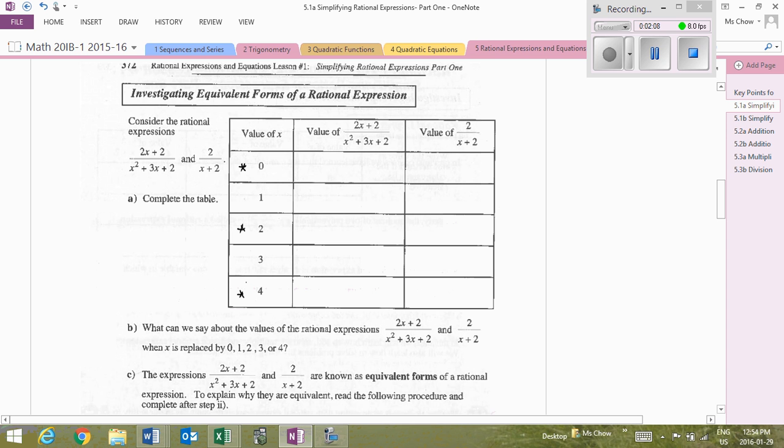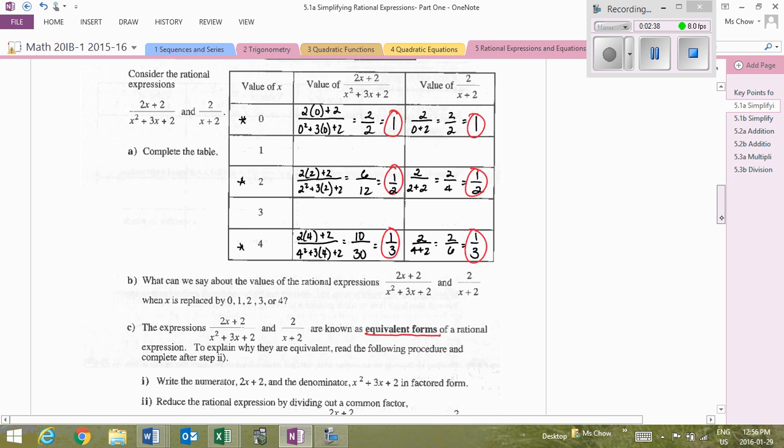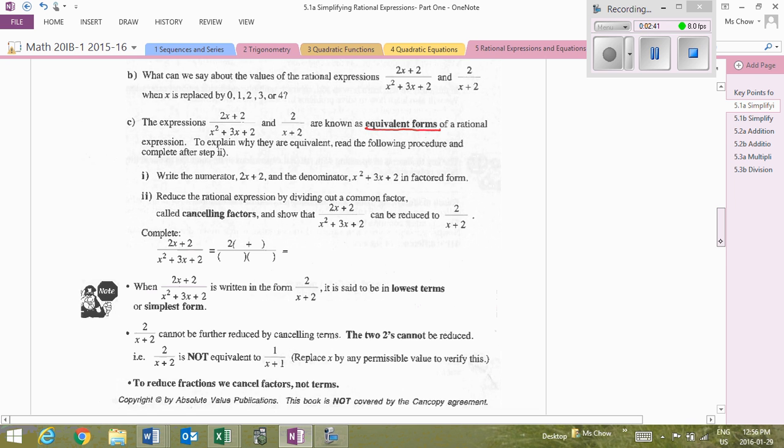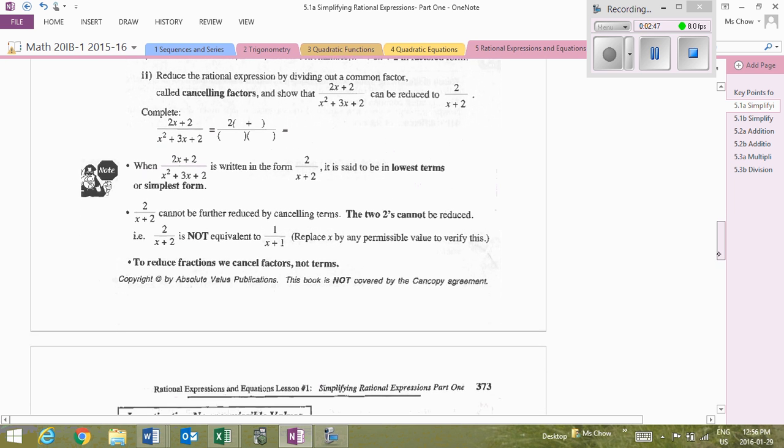Let's look at 0, 2, and 4, substituting those in. I'll hit pause, and you should hit pause too and complete those spaces in that table. What we should notice is that when we substitute the same value into both rational expressions, the values end up being equal. So the values of those expressions are equal, and therefore they are equivalent forms, exactly the same as how we would talk about equivalent fractions. How do we show that they're equivalent? We factor them.